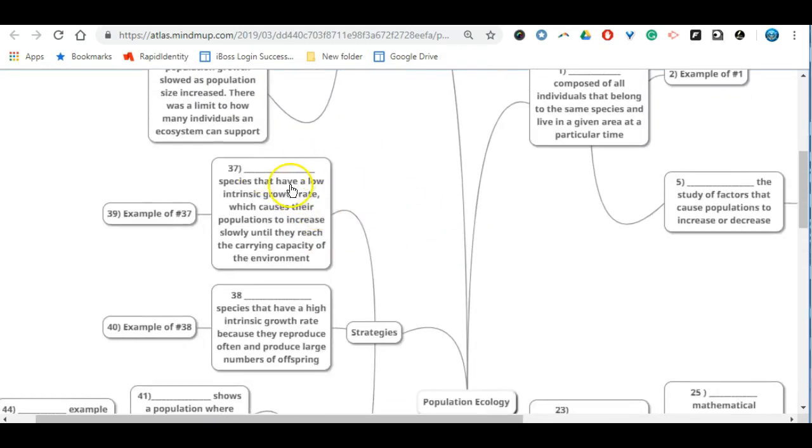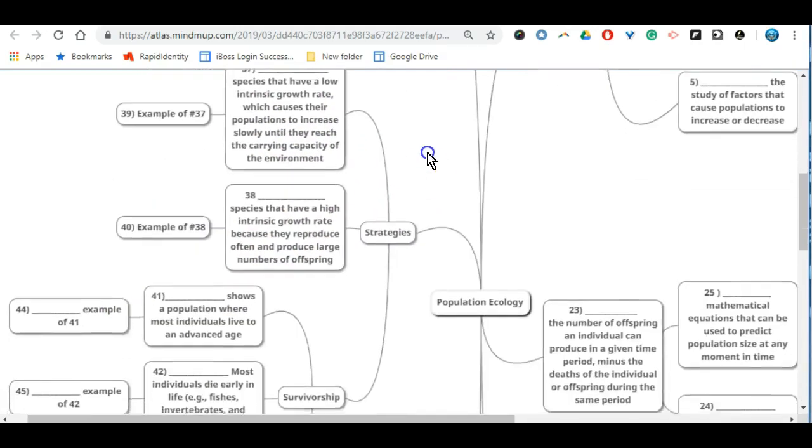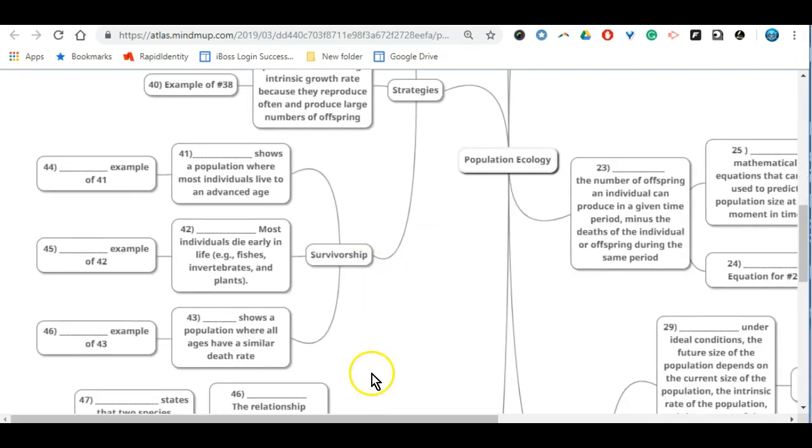All right, moving on to number 37-ish somewhere. So this right here is talking about K and R strategists. I'm going to let you guys figure that out. Make sure you know some examples of K and R strategists. Down over here are survivorship curves. Again, there's 3 survivorship curves, type 1, type 2, type 3. Again, just make sure you know which one goes with which and some examples of each of these.